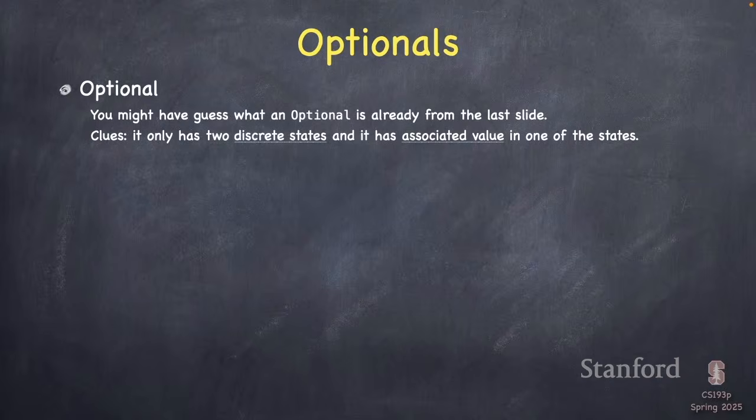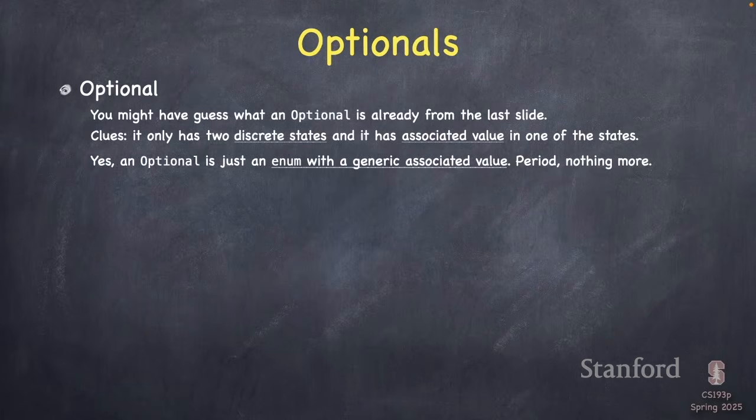I gave you two clues. I said it had two discrete states. That's what enums have. And I told you it has some associated value with it. We know that enums have associated data. So yes, an optional is just an enum with a generic associated value. So optional combines what you know with enums and associated values with generics. So it has an associated value that is generic, which is kind of a cool combo of all those things, enums and generics and associated values.